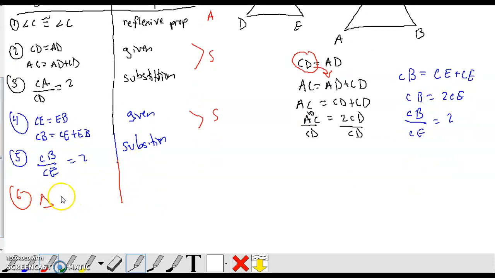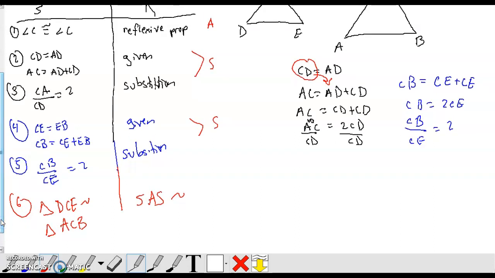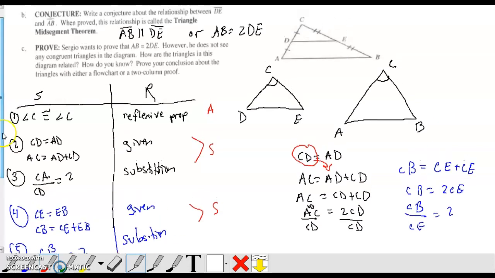So we're going to say our triangle DCE, our smaller triangle, is similar to triangle ACB. And again, remember the letters do match up. So now they are similar to each other. That's exciting stuff, right? So we've just proven, however, we do not see congruent triangles. So how are these triangles related? So we've just proven how they're related. They are proven through side angle side similarities.